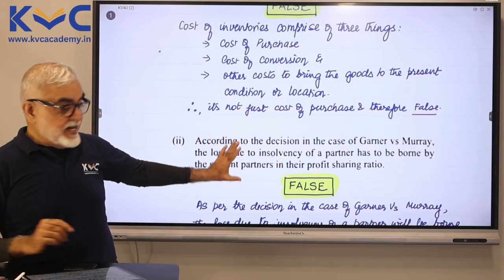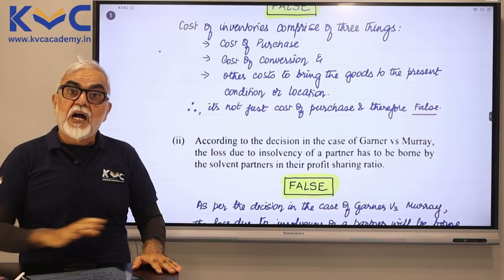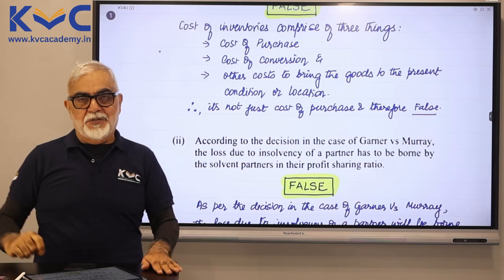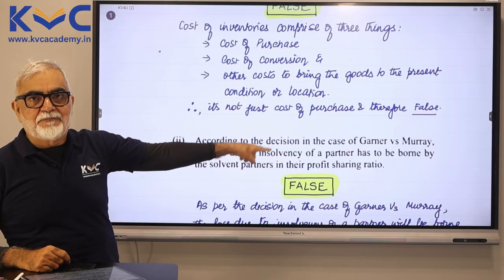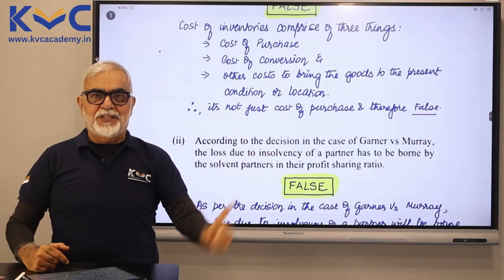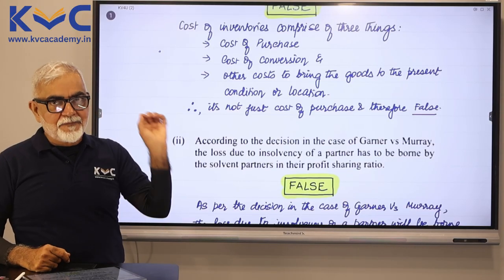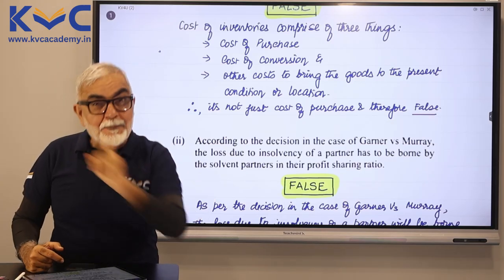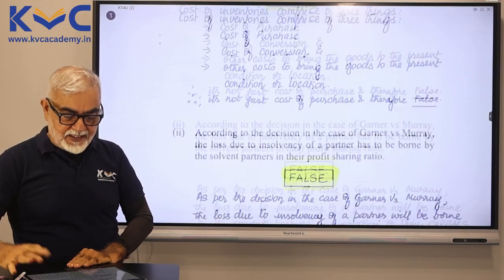The second question. According to the decision of Garner versus Murray, the loss due to insolvency of a partner has to be borne by the solvent partners in their profit-sharing ratio. The entire statement was right until the last part, in their profit-sharing ratio. False. It should be in the capital ratio just before dissolution. Garner versus Murray, the loss should be borne by the solvent partners in their capital ratio just before dissolution. That's why it is false.